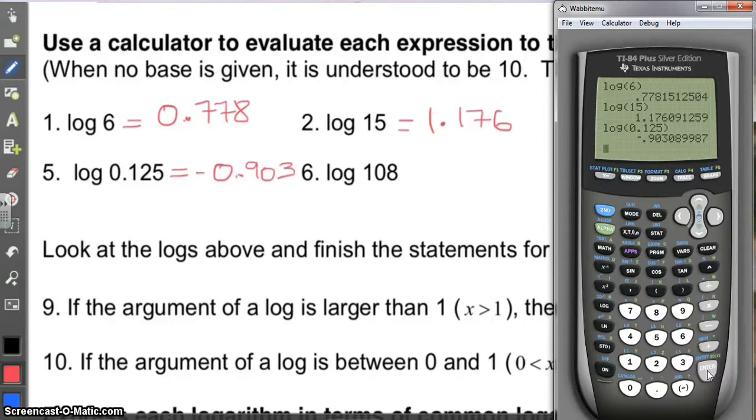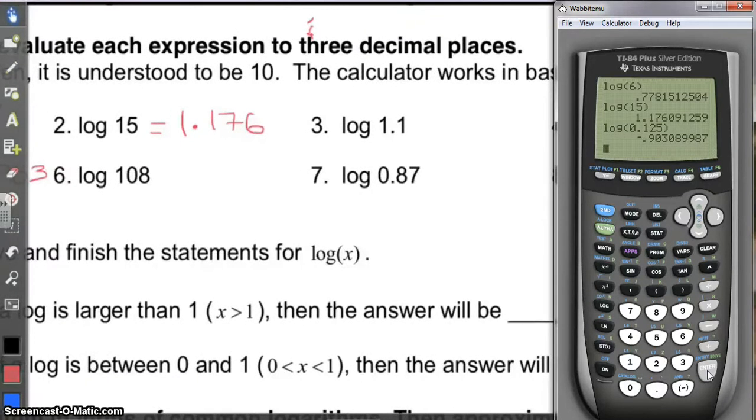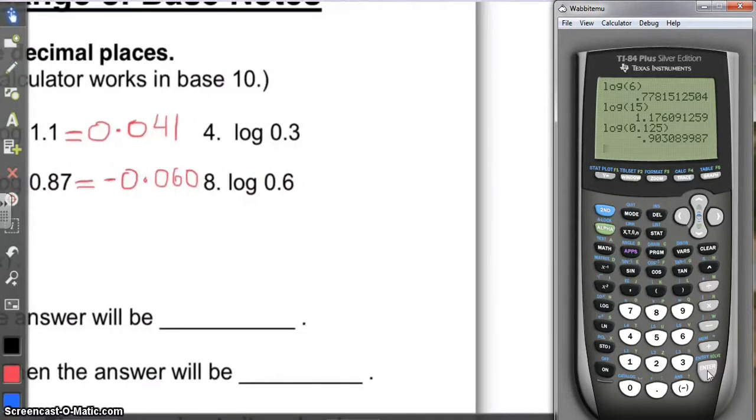Now I'm not going to use the calculator, I'm going to just write what each one of them is. So go ahead, try to use the calculator to find them. Log of 108 is going to be 2.033. Log of 1.1 is going to be 0.041. Log of 0.87 is going to be negative 0.060. Now let's move on to 4 and 8.